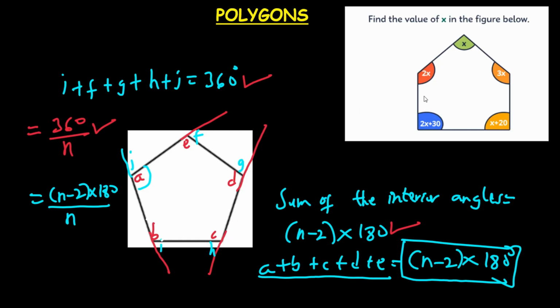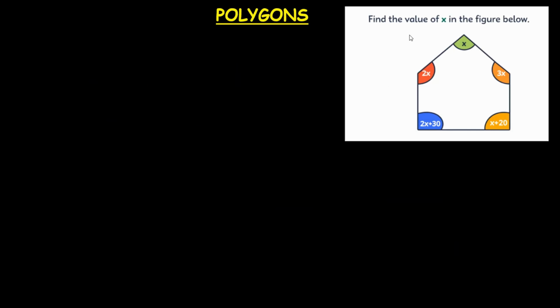So let's consider this question over here. It says find the value of x in the figure below. So you have to find the value of x in this figure. As you know, this is a regular polygon, and you have to find the value of x. Now this one is a polygon. The sum of the interior angles of a polygon is equal to n minus 2 times 180 degrees. Now when you consider this polygon, 1 2 3 4 5, n is equal to 5.